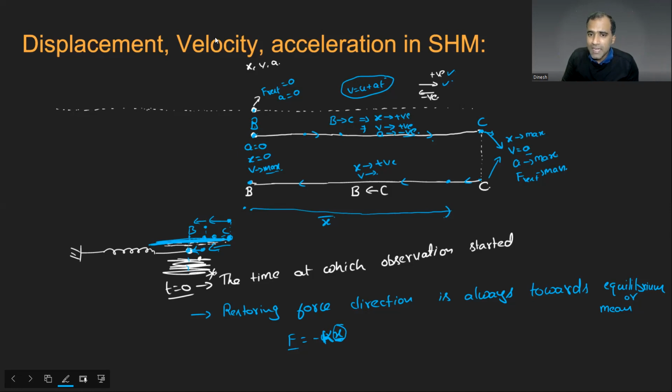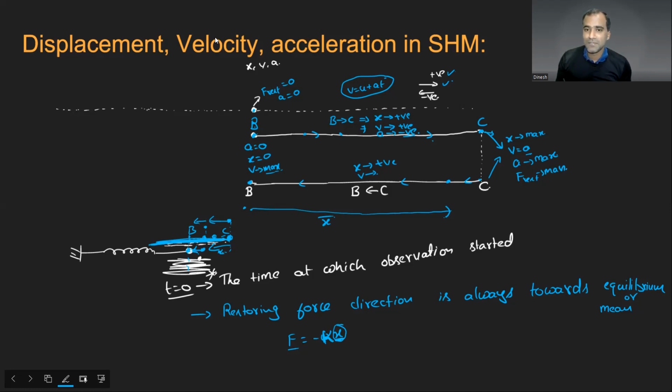Now tell me, what is the direction of velocity? Is it positive or negative? The particle has gone to the maximum position and it is returning back. So the direction of velocity is that it is traveling from C to B. Velocity is from C to B. C to B is the negative direction, no?